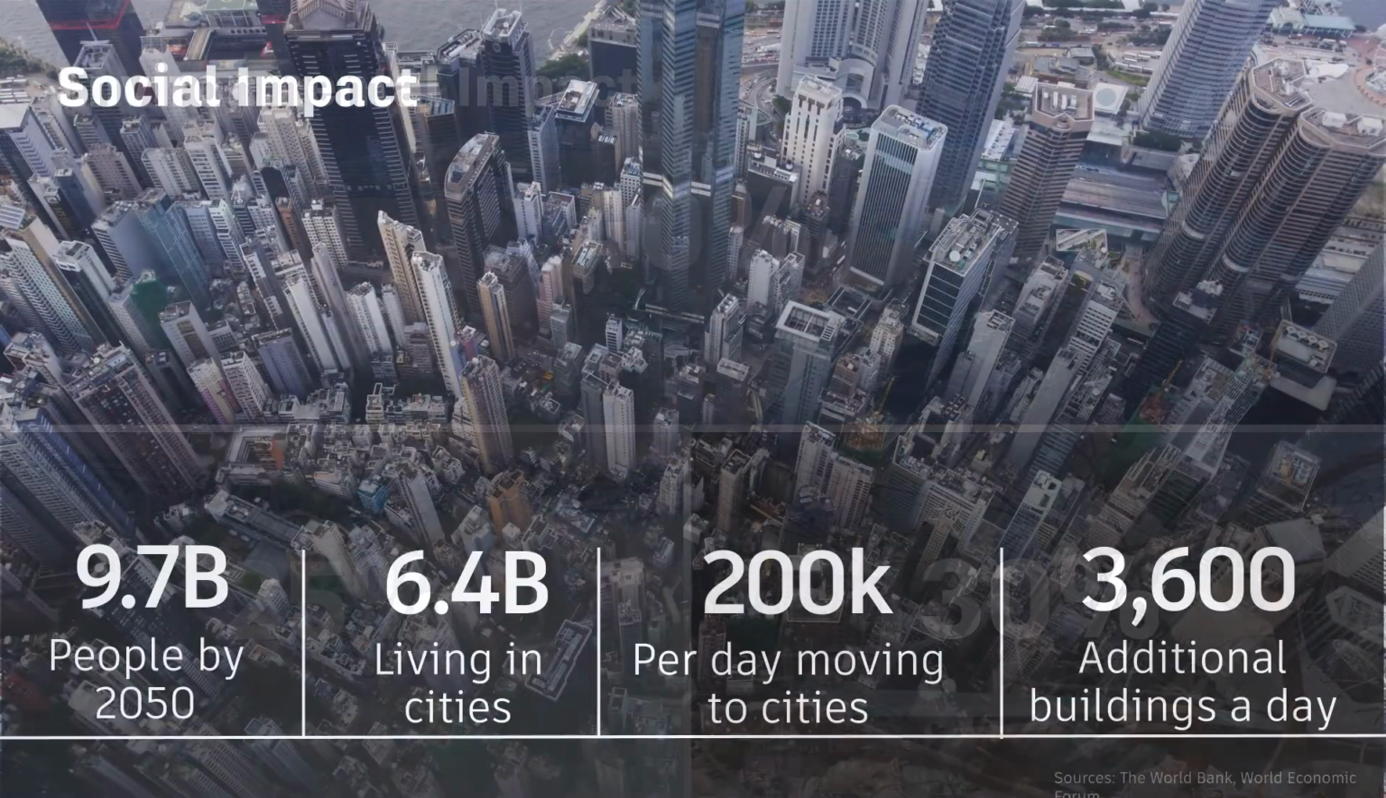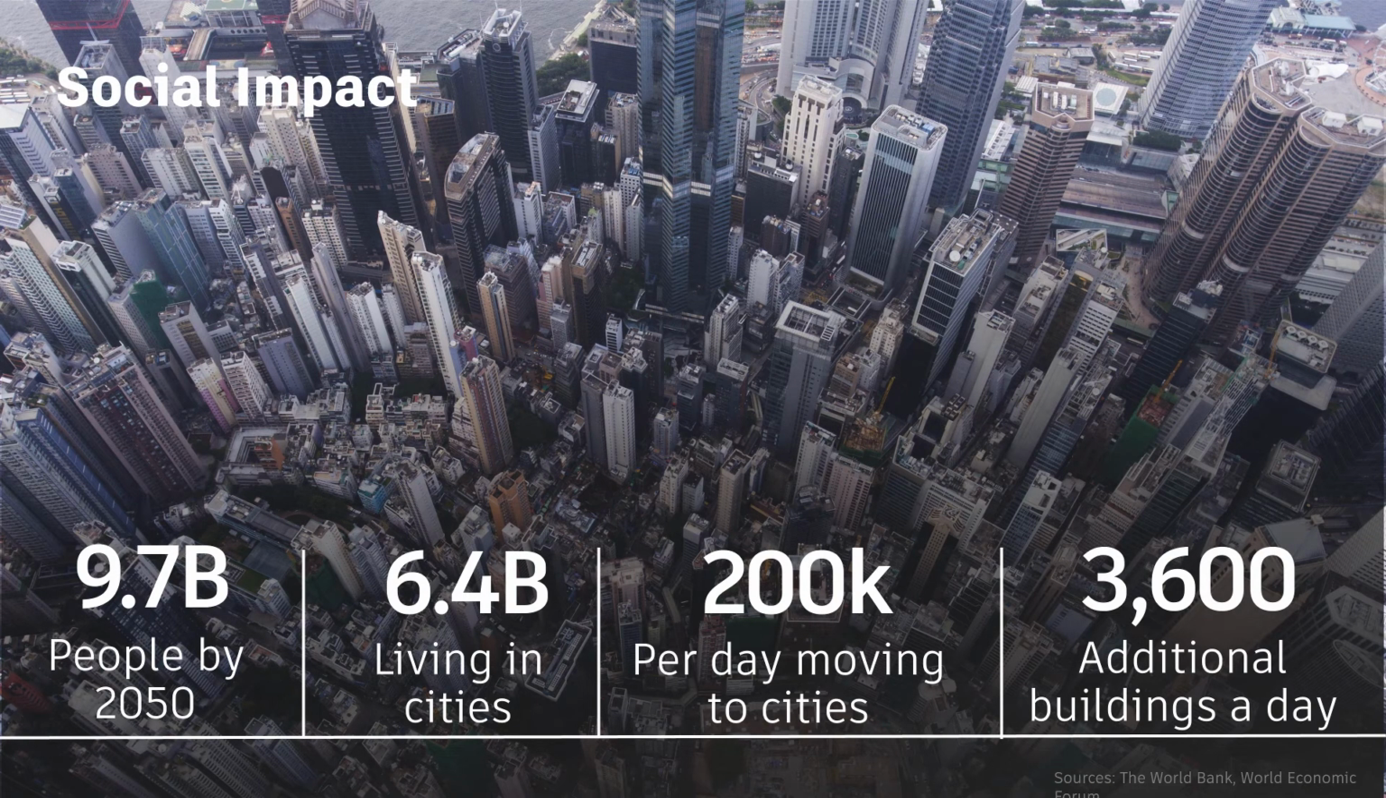We also have a social impact. The number of people on this globe is increasing dramatically. By the year 2050, we'll be almost 10 billion people on this globe. So everyone needs to have a decent house to live in.